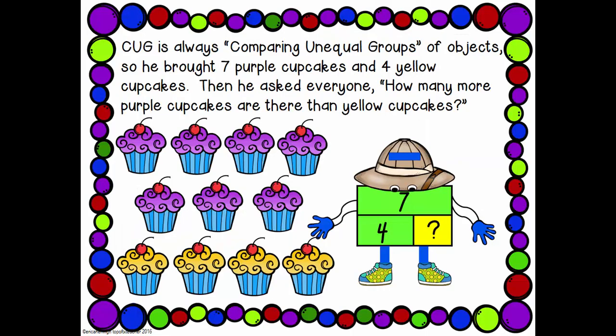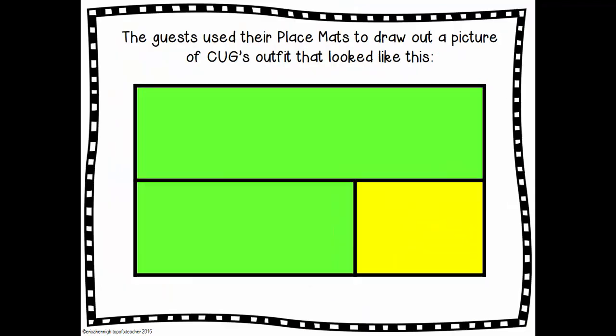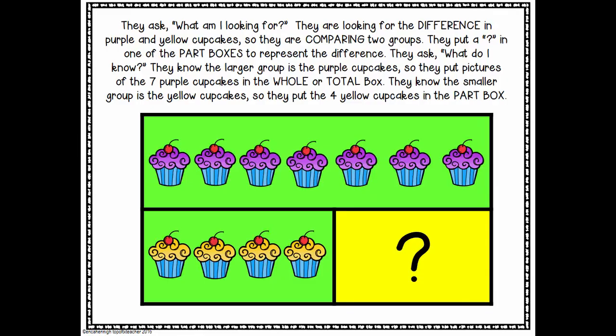Cug is always comparing unequal groups of objects, so he brought 7 purple cupcakes and 4 yellow cupcakes. Then he asked everyone, "How many more purple cupcakes are there than yellow cupcakes?" The guests used their placemats to draw out a picture of Cug's outfit that looked like this.